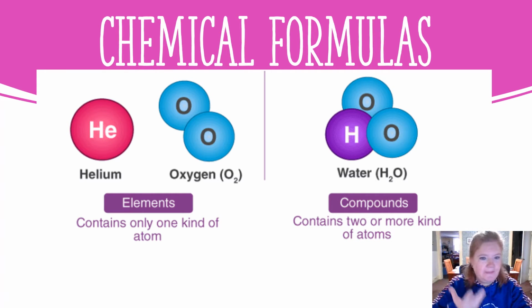So first, we have chemical formulas, okay? We cannot balance with words. We need the chemical formula. So helium, for example, would just be He. Oxygen and the other diatomic elements would be O2. And then we have compounds that are composed of two or more different elements, like water, whose chemical formula would be H2O, carbon dioxide, CO2, and so on.